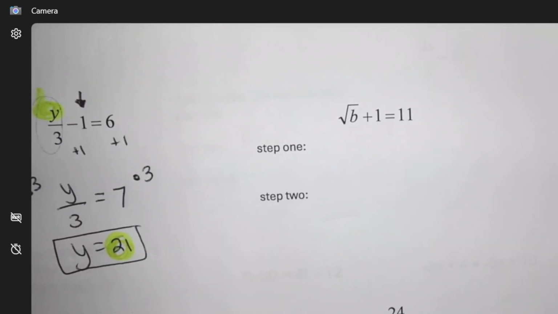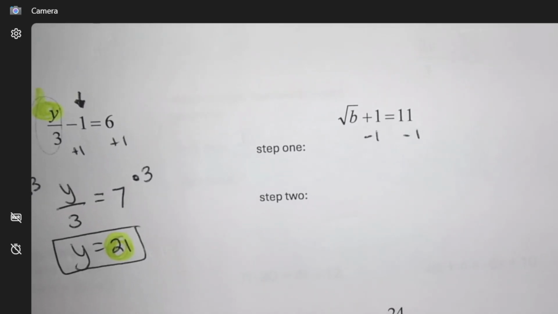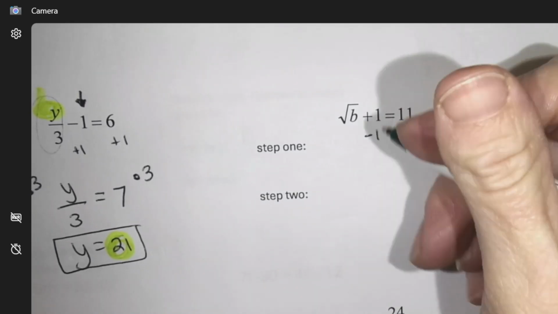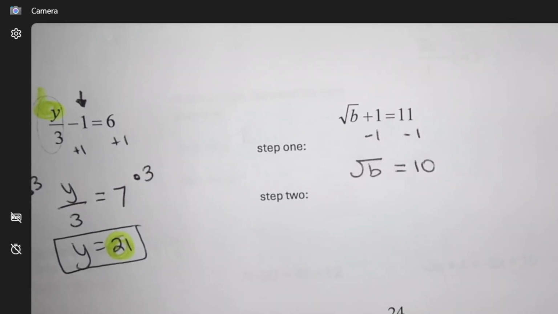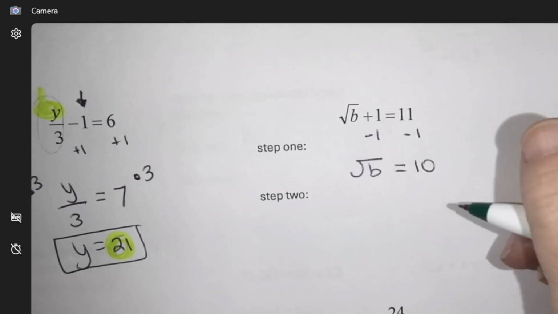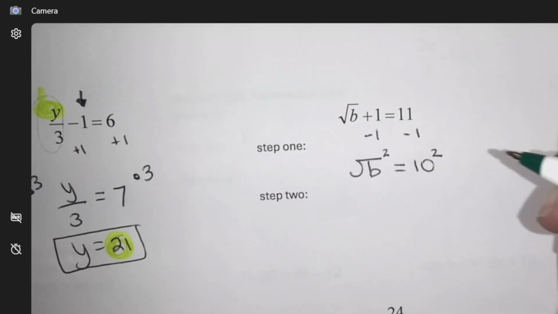Step 1. What should I do? Subtract 1, good. That's the first attack. Now the square root of b. Remember the goal is I want b all alone with nothing else with it. So then the opposite thing would be to square it.